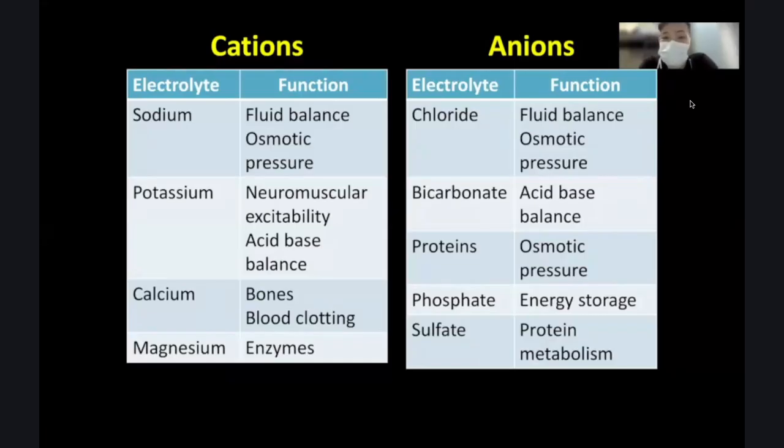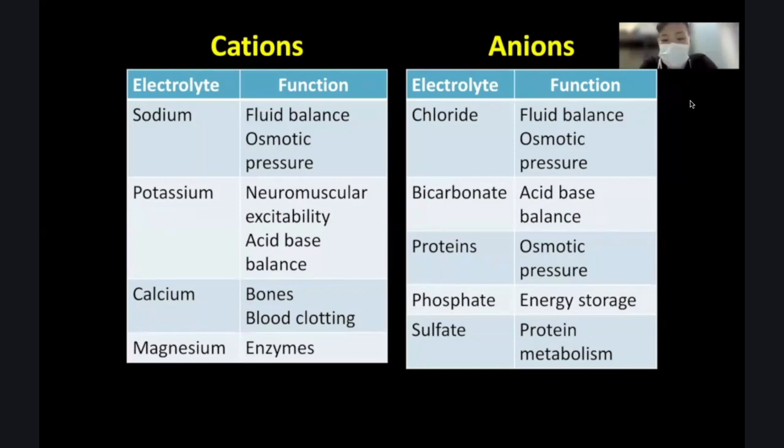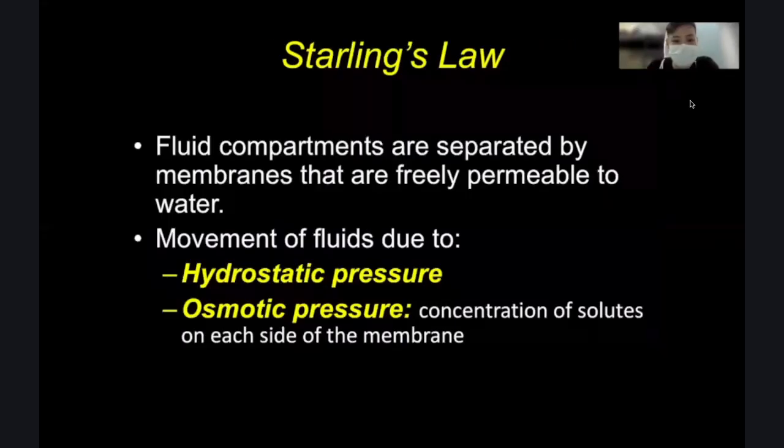On the other hand, the anions: the counterpart of sodium for fluid balance and osmosis would be chloride. For acid-base balance, bicarbonate. Proteins are also responsible for osmotic pressure or balance of fluid between compartments. Phosphate, energy storage. Going back to your biochemistry, we all know that phosphate is very important in the different cellular cycles which produce energy. Sulfate for protein metabolism.